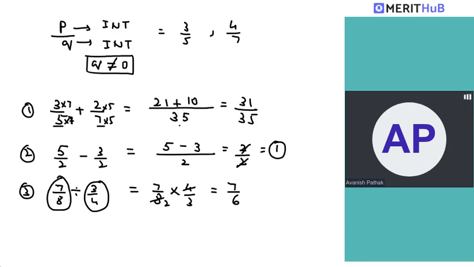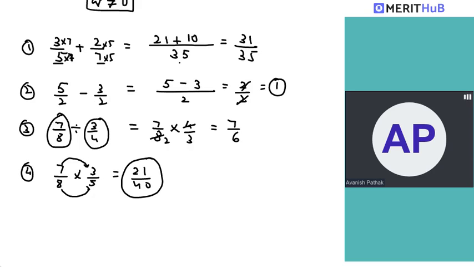Now, fraction multiplication is in most cases the easiest part, where you just have to multiply the two fractions and write the final answer. So that literally means 7 into 3, so that's 21, numerator to numerator, and denominator to denominator, so that's by 40. So that's the answer for the fraction part.